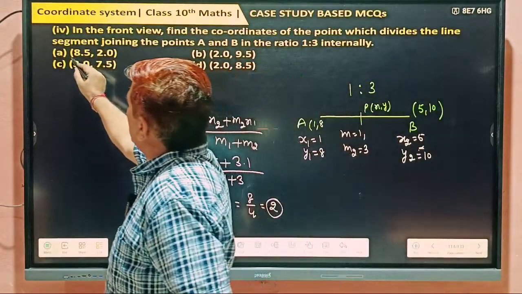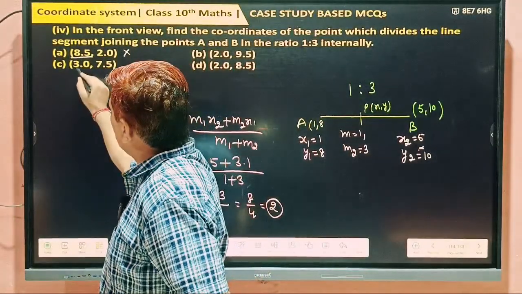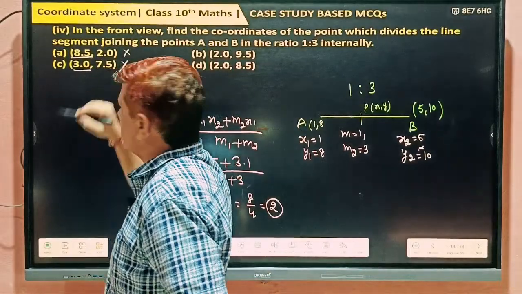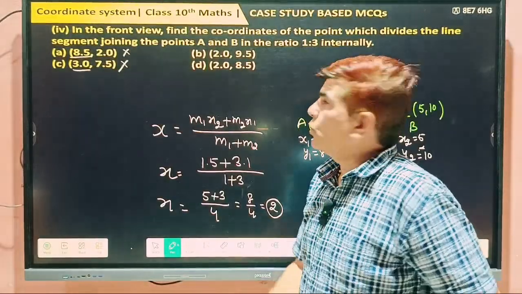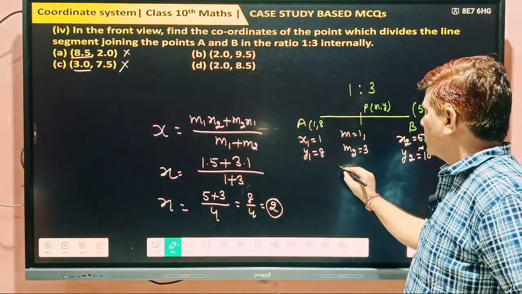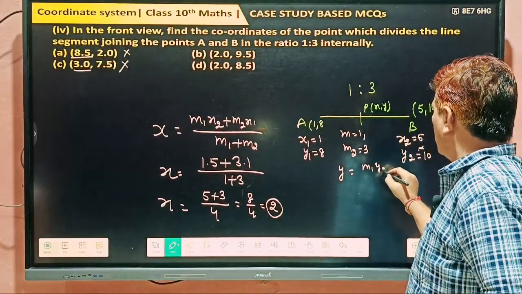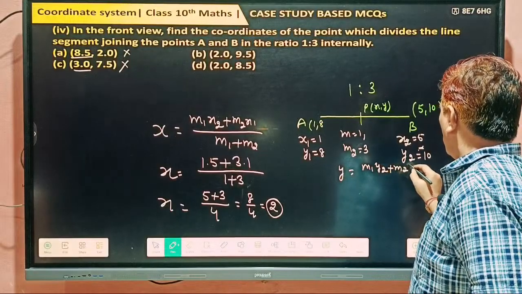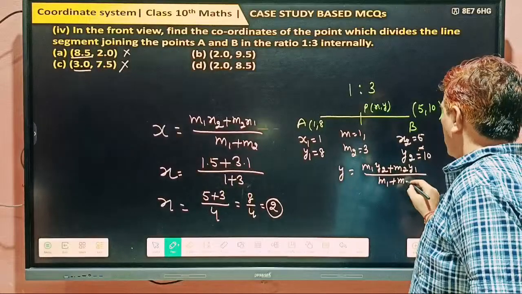So here the x coordinate is 8.5, so this is not the answer. Here the x coordinate is 3, this is not the answer either. But 2 options are given whose x coordinate is the same. So we will find the y coordinate also. y equals (m1 y2 plus m2 y1) divided by (m1 plus m2).